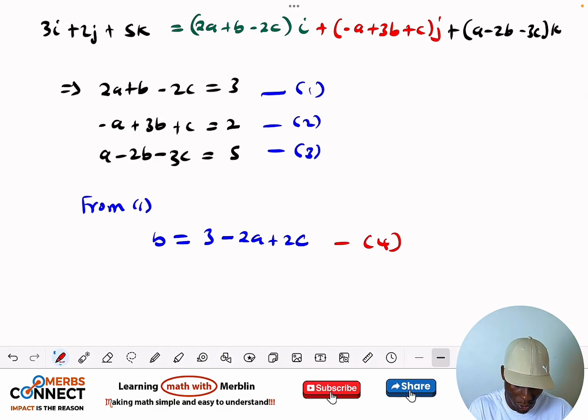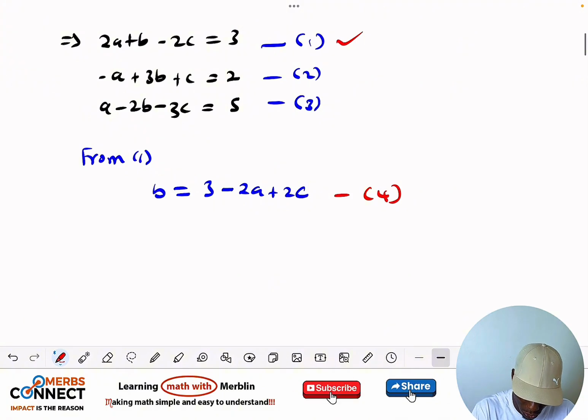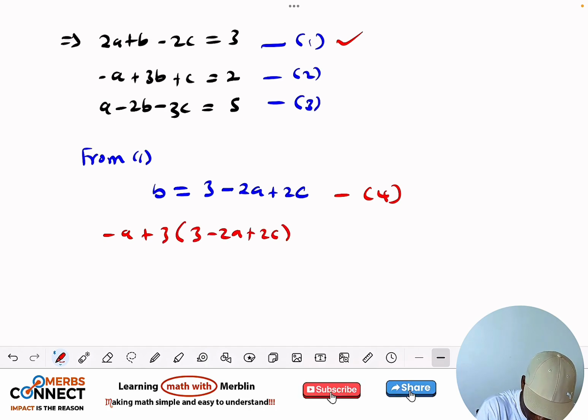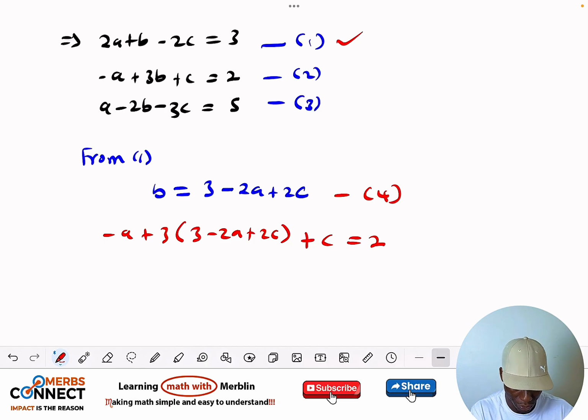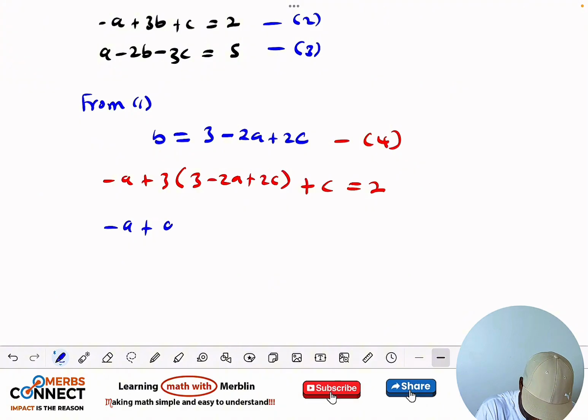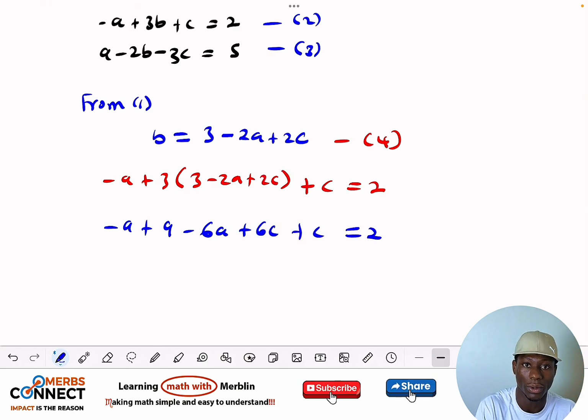Now we've used equation 1. So let me put equation 4 into equation 2 and see what we are going to get. I'm going to have minus a plus 3 times (3 minus 2a plus 2c) plus c is equal to 2. Now let's simplify. Minus a plus 9 minus 6a plus 6c plus c is equal to 2, right?